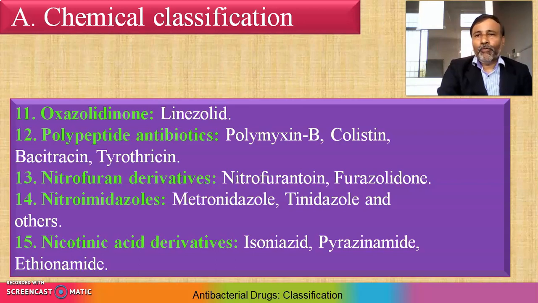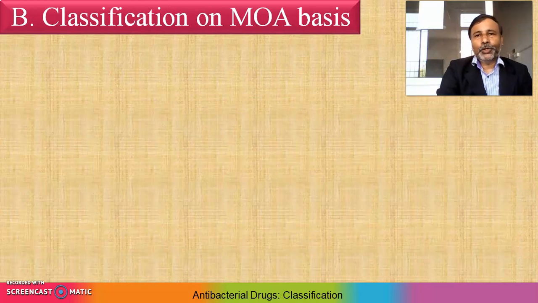So this is the way of classifying antibacterial drugs on the basis of the lead nucleus present in the drug. Now let's see another way of classification, based upon the mechanism of action. In one video of my channel, I covered the mechanism of action shown by antibacterial agents. So here the classification is based upon the mechanism of action.